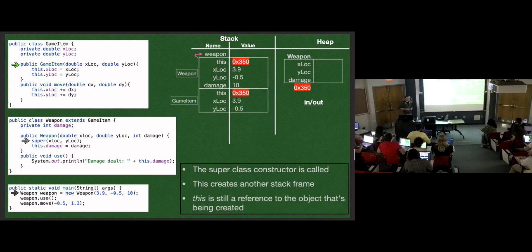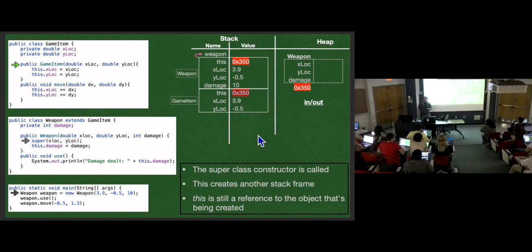The superclass constructor is always called when you create an object that inherits from another object. It's always called, and we're not going to forget those superclass constructors in our memory diagrams. It is a method call. It creates another stack frame. We create a stack frame for the game item constructor. It takes X location, Y location. We get X location, Y location from here. And this, I always say, is a reference to the object being created.